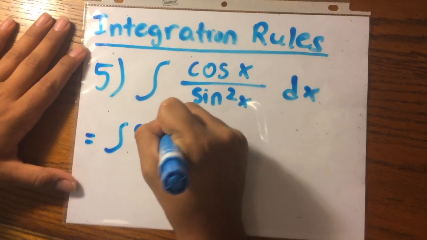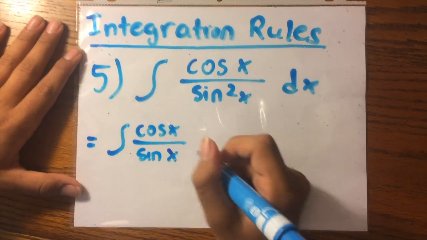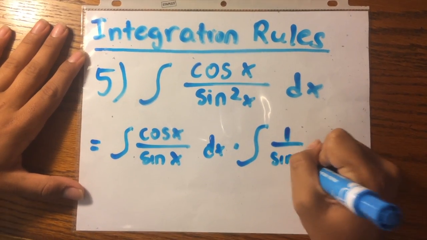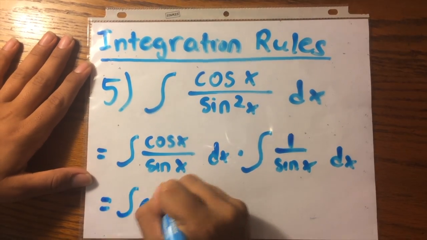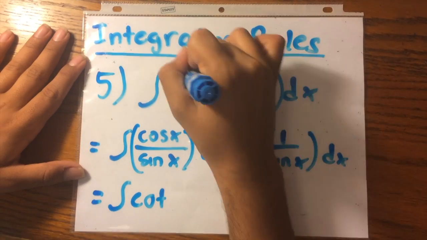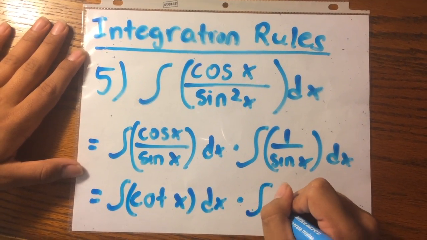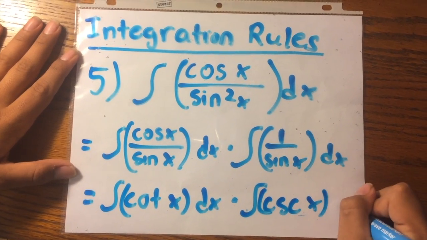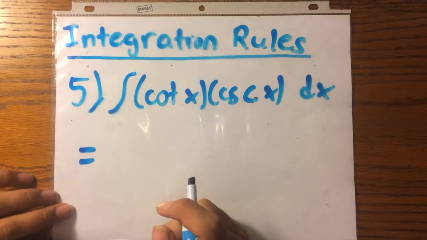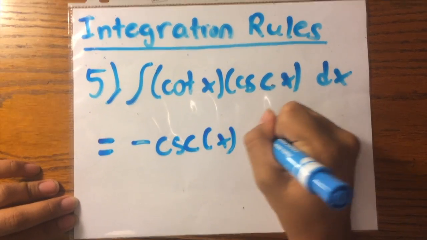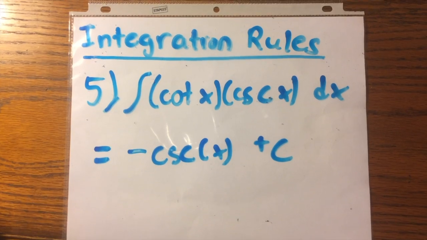But now we have a complicated problem with the integration of cosine x over sine squared x dx. Here, you need to be smart enough to separate them into not simply cosine x and sine squared x, but cosine x over sine x dx and 1 over sine x dx. What we see here is that cosine x over sine x equals cotangent x, and we see a similar trend with cotangent x and cosecant x. So therefore, when we integrate them together, we get negative cosecant x plus c.